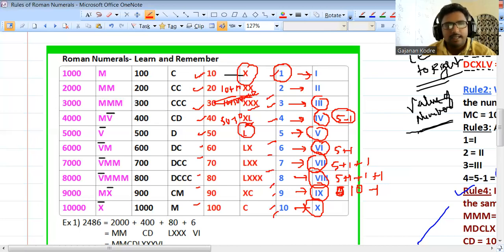60 is L. What will 70 be? 50 plus 10, LX. 60 done. 70 is 50 plus 20, so 50 plus 10 plus 10, that is LXX. Similarly, 80 is LXXX. 90 is 100 minus 10, that is XC. 100 is C.